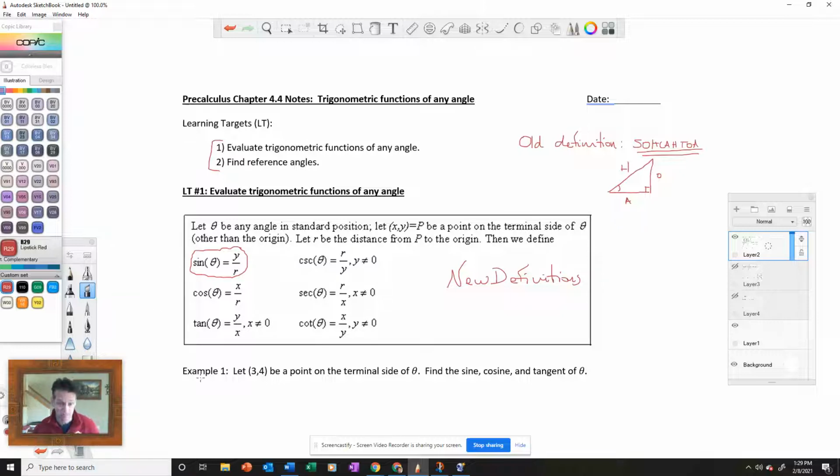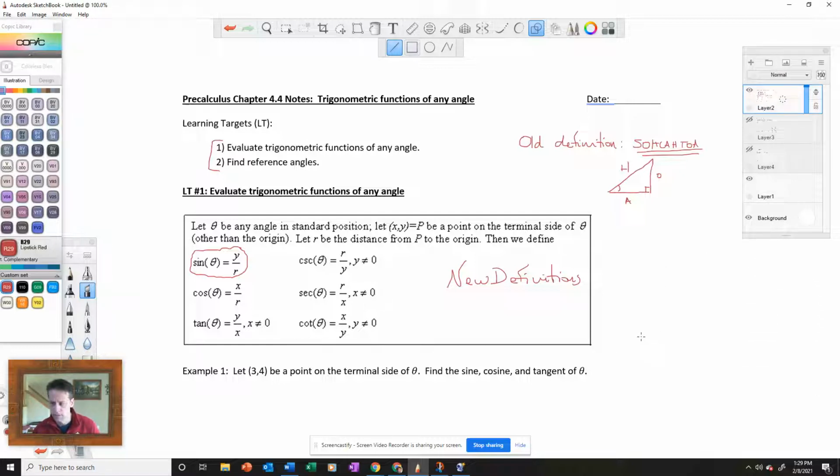So let's do an example. Example 1. Let the point 3, 4 be a point on the terminal side of theta. Find the sine, cosine, and tangent. All right, so what we're going to do is we're going to draw a picture of this. Let me give myself some room over here. I'm going to draw a picture, and this angle in particular is actually less than 90 degrees, but I'm starting with one less than 90 degrees because I'm starting with what is familiar to you, and then we're going to move to the unfamiliar in the next slide.